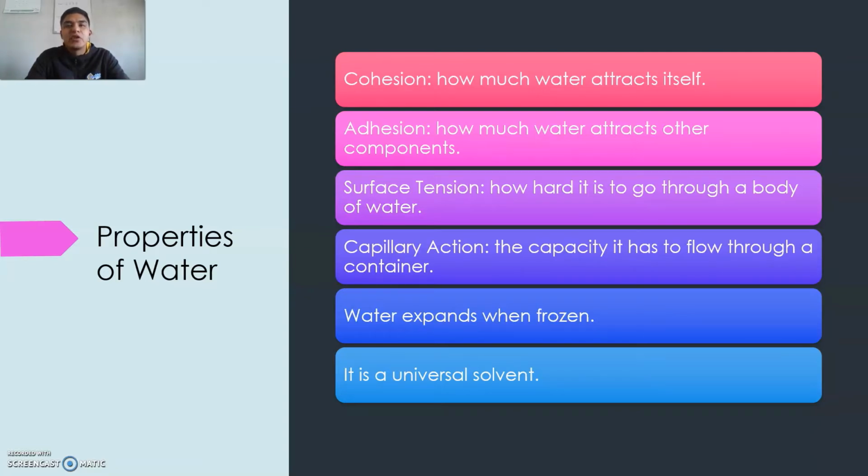So how much water is going to attract oil, for example, how much water is going to attract soap, or many more. That is one of the properties of water. We can continue with surface tension, and it is how hard it is to go through a body of water. I don't know if you have seen, but there are some insects that actually manage to walk right at the top of water. They can actually get to do this because of the surface tension that it has.